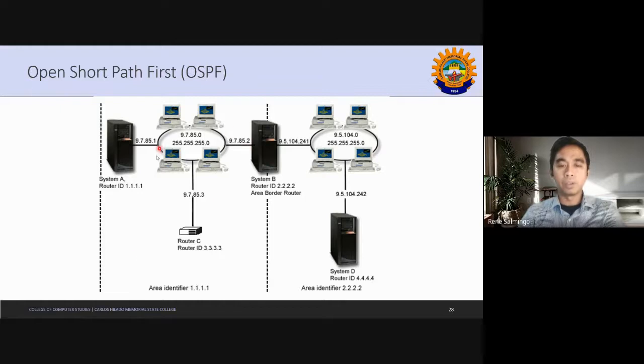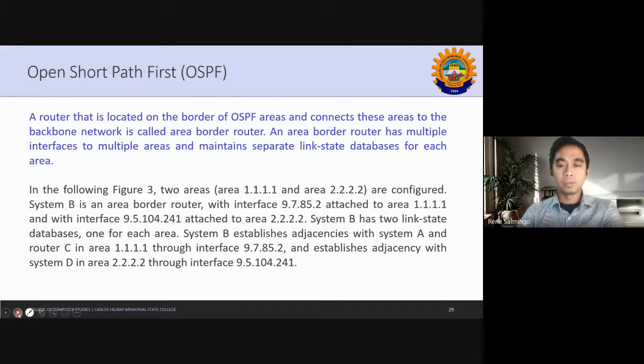So for example, this is area 1.1.1.1, and we have area 2, area 2.2.2.2. So every area has its own designated router. And so in this case, every designated router or area border router establishes a link state database and adjacency with each other so that they are able to synchronize and transfer information.